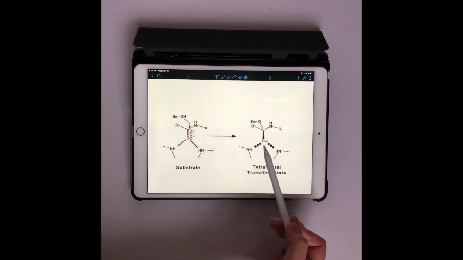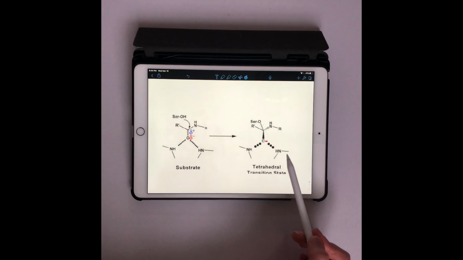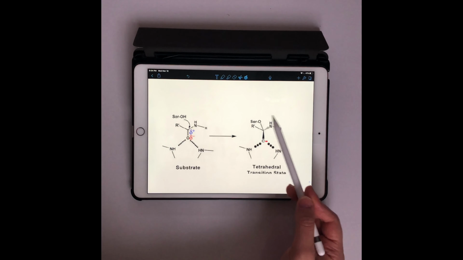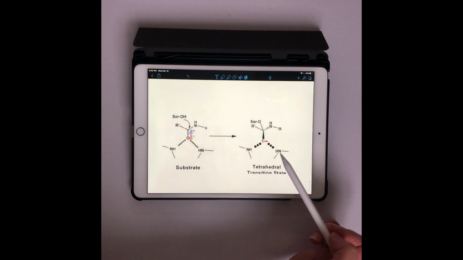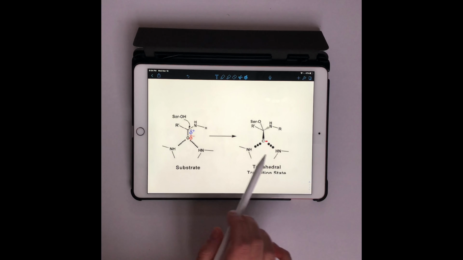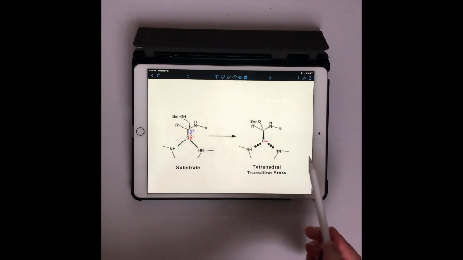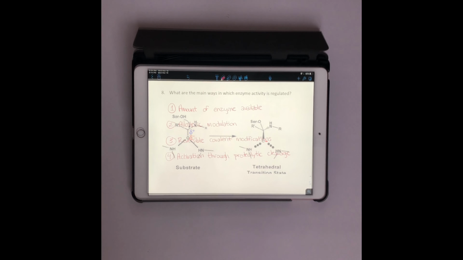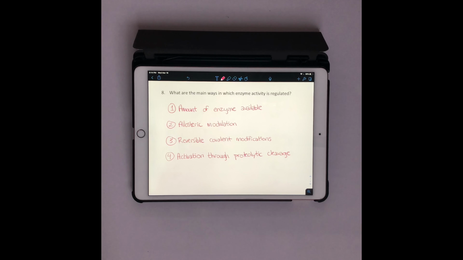with our negatively charged oxygen here. So the backbones of these two amino acids will hydrogen bond with this oxygen here to stabilize it overall. So they're just used to stabilize the tetrahedral intermediate in both spots from the mechanism that we just saw. So next we were asked, what are the main ways in which enzyme activity is regulated?